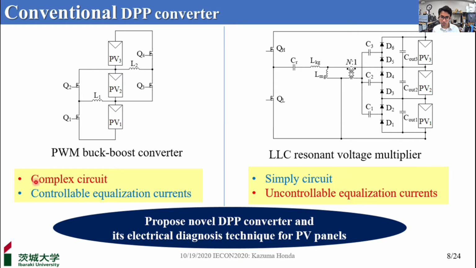AC impedance measurement using a DPP converter needs to produce AC equalization currents to each substring. But conventional adjacent DPP converters, such as the PWM converter, require numerous switches in proportion to the number of substrings. Meanwhile, conventional substring-to-string DPP converters, such as the LLC resonant voltage multiplier, are topologically simple. However, their equalization currents cannot be controlled. To solve these issues, we propose a novel DPP converter.